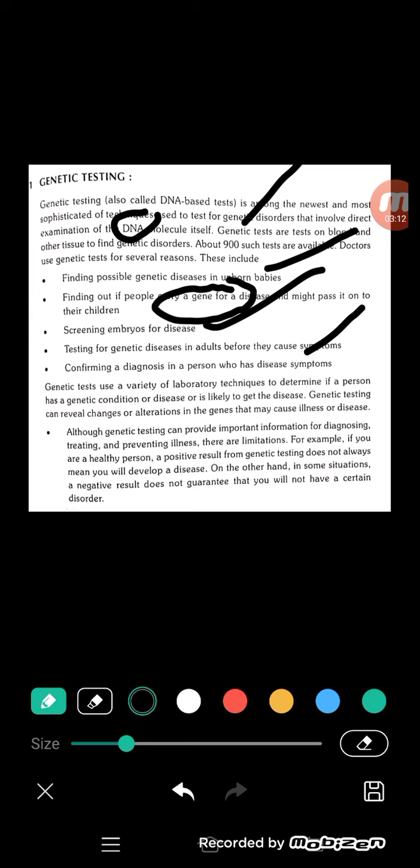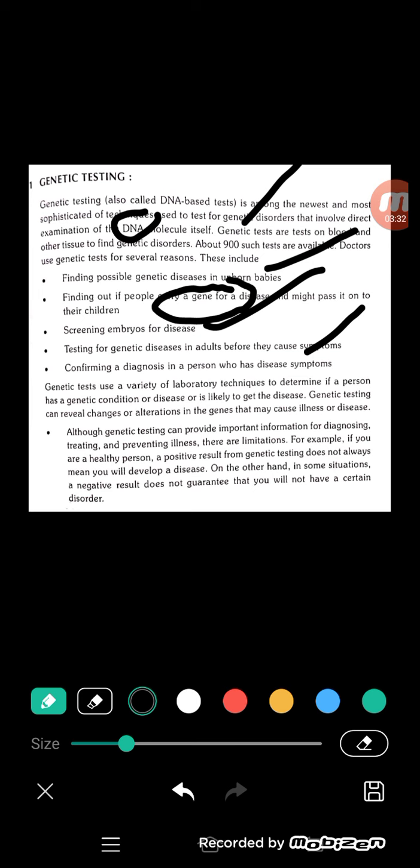Genetic tests use a variety of laboratory techniques to determine if a person has a genetic condition or disease, or is likely to get a disease. Genetic testing can reveal changes or alterations in the genes that may cause illness or diseases. These types of diseases are all identified.